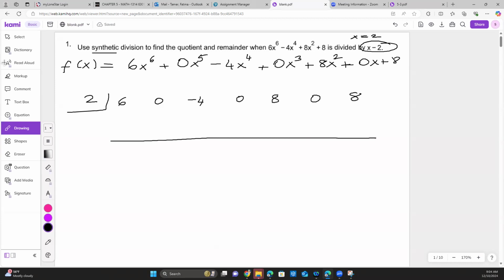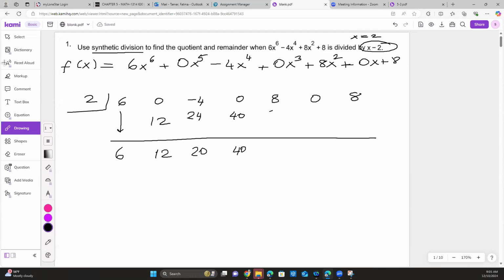Now for the synthetic division, the rule is the first number always moves to the bottom. Without doing anything, 6 will just be copied to the bottom. Then we do 6 times 2, which is 12. Then I add these two up, which gives me 12. Again, 12 times 2 is 24. Add them up, positive 20. 20 times 2 is 40. Add them up, a 40.